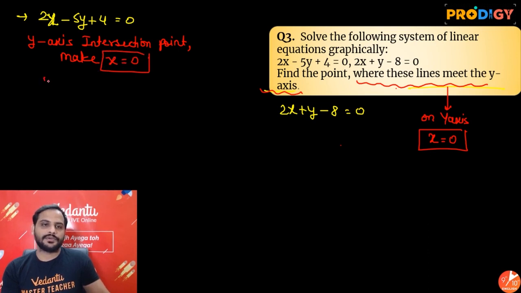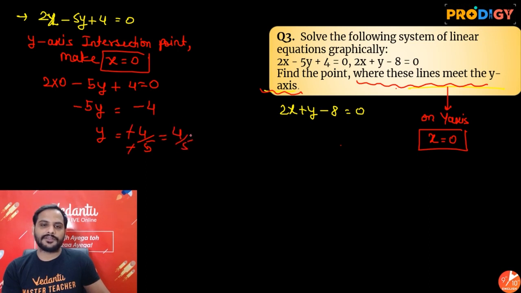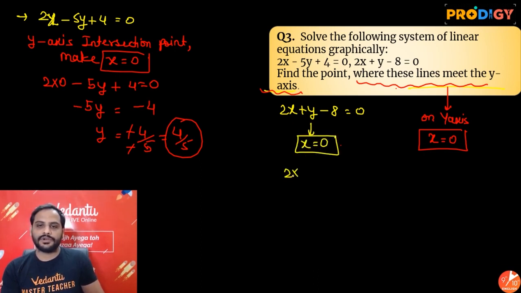So if I put x equal to 0, 2 into 0 minus 5y plus 4 equal to 0. So 2 into 0 is 0 only. So minus 5y is equal to minus 4, shifting the 4 over. y is equal to minus 4 upon minus 5, which is 4 by 5. Yes or no? And here put again x equal to 0. So 2 into 0 plus y minus 8 equal to 0. So y minus 8 is equal to 0. So y is equal to 8.